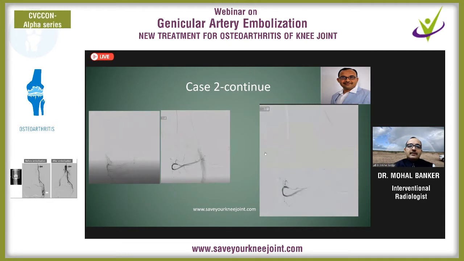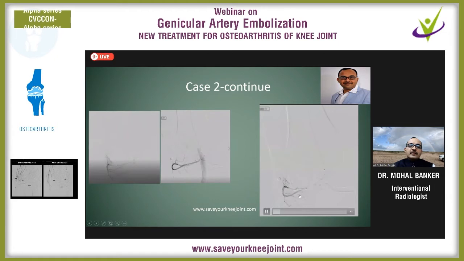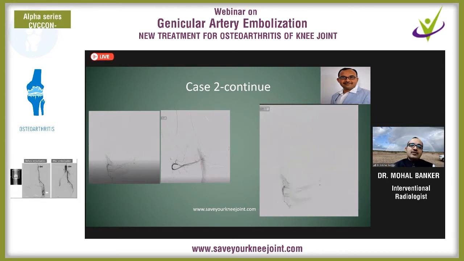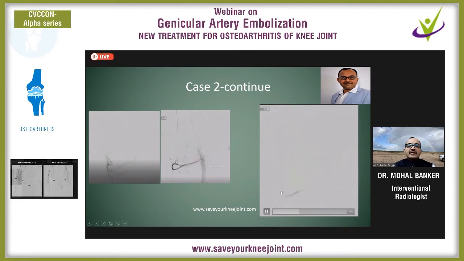Like in here, there is a superolateral genicular arterial branch. Selective angiography is done, and with this angiography we are able to find out this vascular flux over here. This is a triangular area that shows hypervascularity. These are newly formed vessels, and the patient has pain in the same region, and MRI also shows this chronic inflammation in the same region.